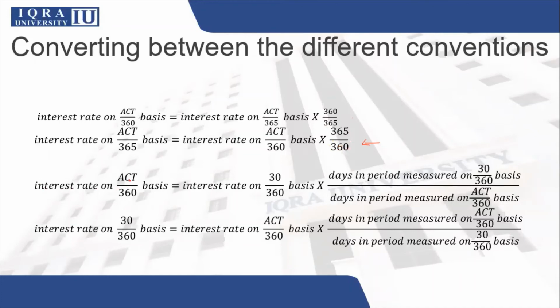Interest rate on Act 360 basis. So interest rate on the 30 by 360 basis, and then you have days in period measured on the 30 by 360 basis divided by the days in the period measured on the Act 360 basis. So this is for the conversion if you want to convert the 30 by 360 into Act 360, or if you want to convert the Act 360 basis into 30 by 360 basis. Let's look at some examples in order to understand this formula.